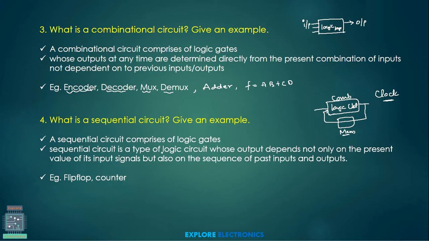A sequential circuit is a type of logic circuit whose output depends not only on the present value of input signals, but also on the sequence of past inputs and outputs. That's why the previous output is given as input for the present state. This is a sequential circuit. This question is very, very important for the Viva.